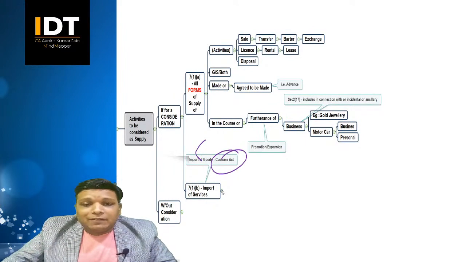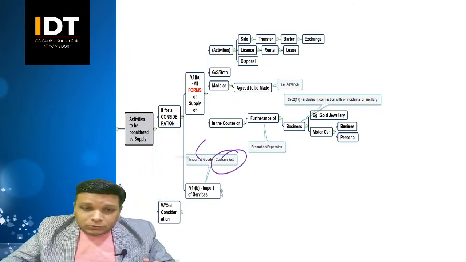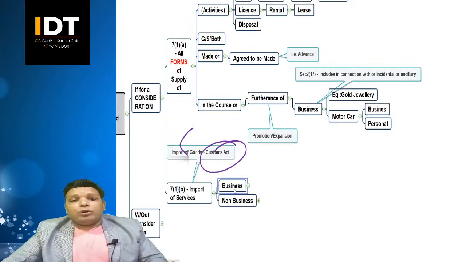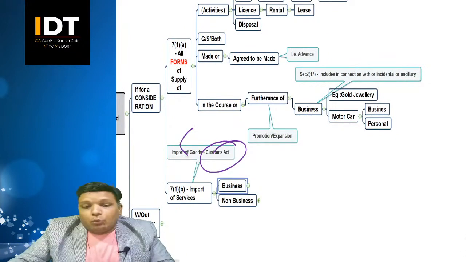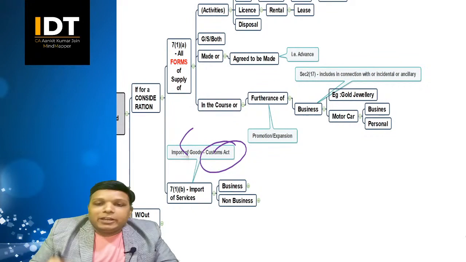Now let us see what 7.1b says. So the activity here is import of services. Now what do you mean by import of services? This import of services can be either for business or for non-business. Now, what do you mean by this import of services? Let us go and understand that.